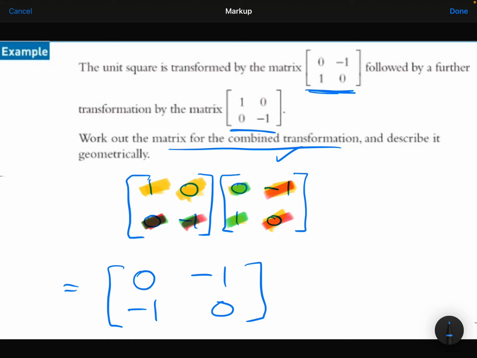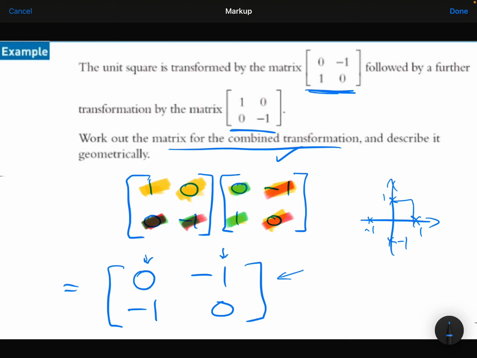We've done that. We now need to describe this geometrically. So let's think, what does this actually do? Well, the column here, the 0, minus 1, that's taking my point 1, 0 from here and transforming it to be 0, minus 1 here. And this column here, the minus 1, 0, that's taking my point 0, 1, sorry, and transforming it over here to be minus 1.